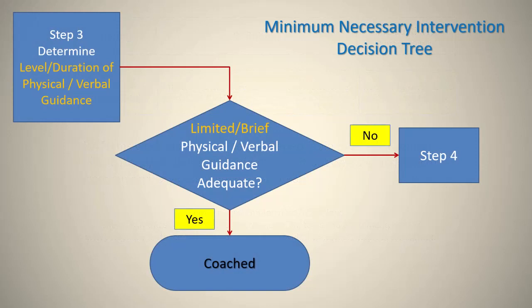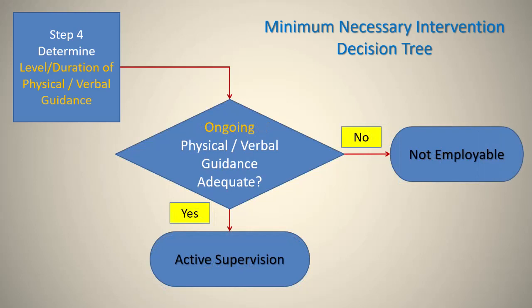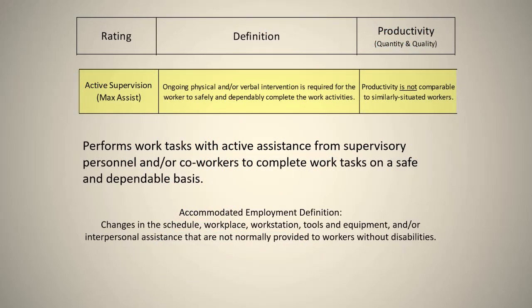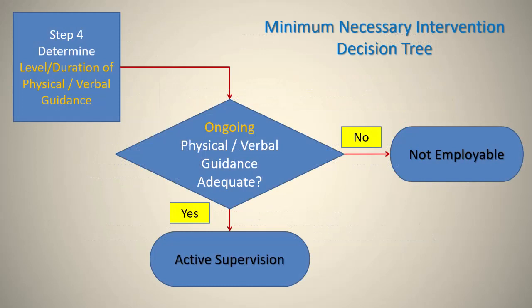At step 4, if the ongoing support is adequate, the rating is active supervision. Active supervision presumes that the assistance from supervisory personnel or coworkers is adequate to complete the tasks on a safe and dependable basis, but their productivity is no longer comparable to similarly situated workers. An example of this would be a client who's successful in a sheltered workshop setting. If this level of supervision is not adequate, the rating is not employable.